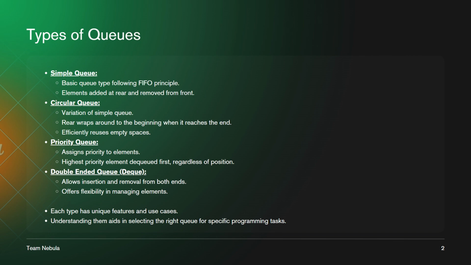Now, let's talk about four different types of queues. Simple queue. It's the basic type of queue we just discussed. Elements are added at the rear and removed from the front, following the first in first out (FIFO) principle.